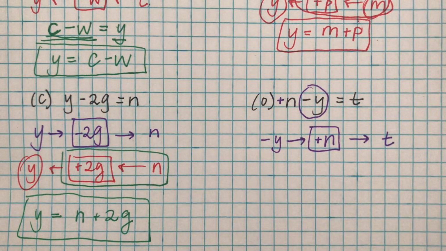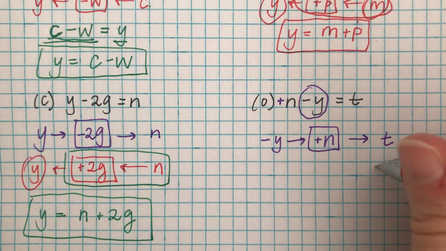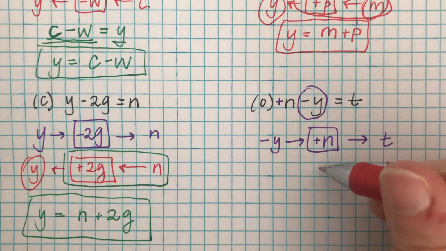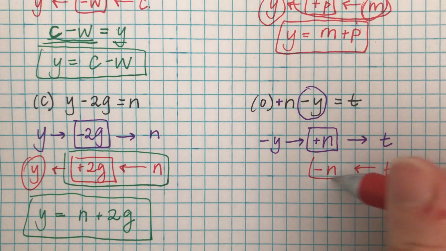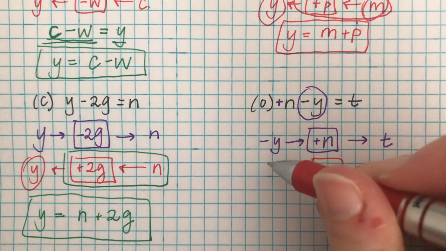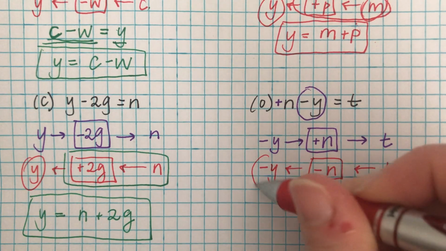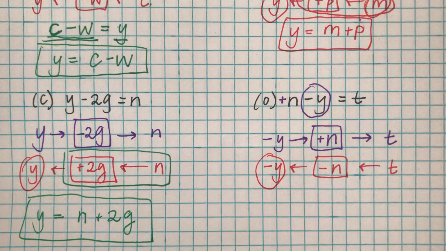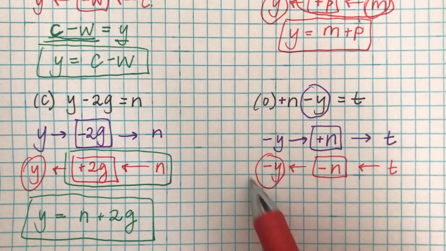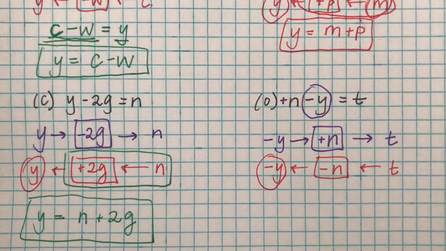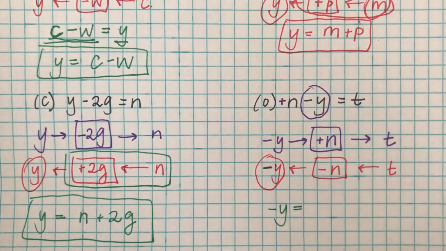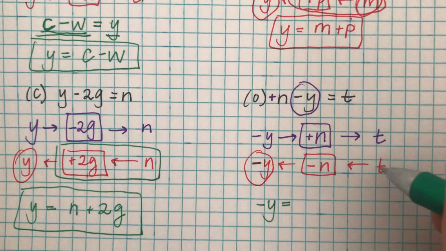And then if I change that function machine and go backwards, plus n becomes minus n, so minus n. And then that would give us the result of, we're going to keep this as minus y. Things are going to change after I write the equation, because I have minus y and we actually want y by itself instead of just minus y. So just bear with me here.